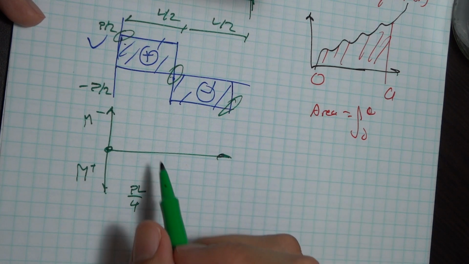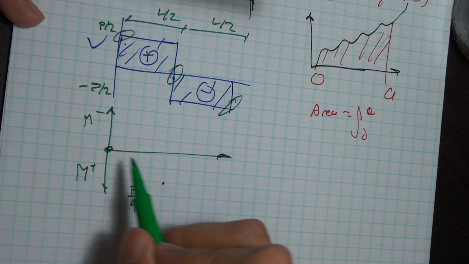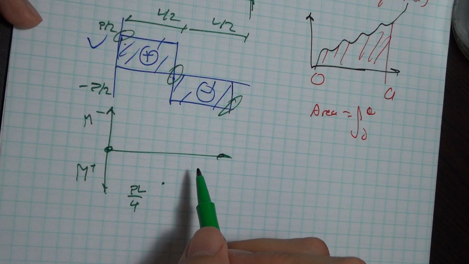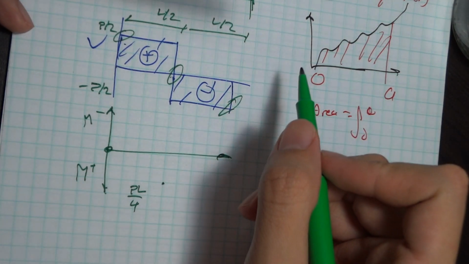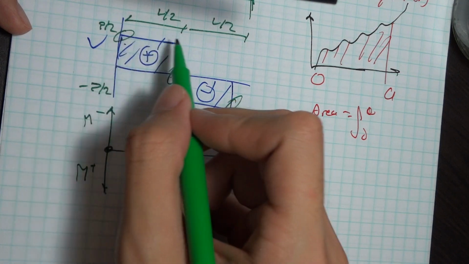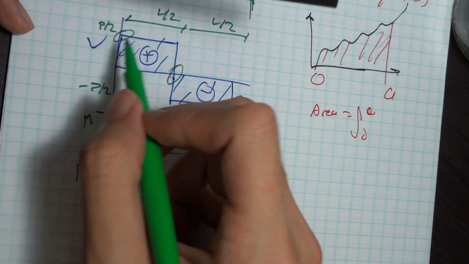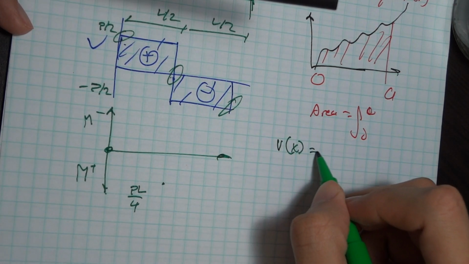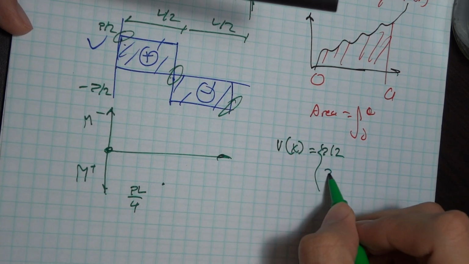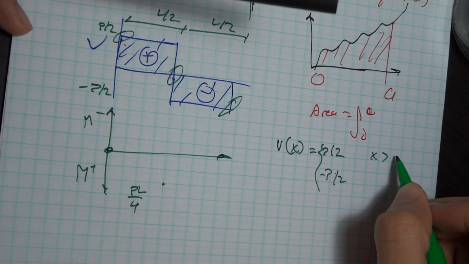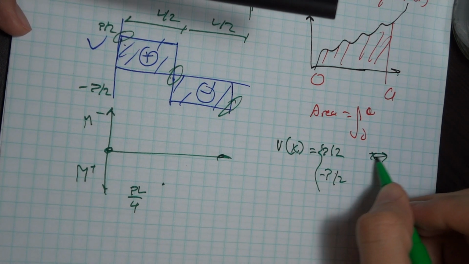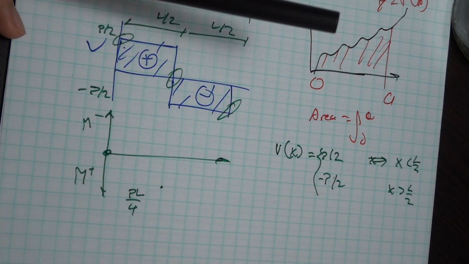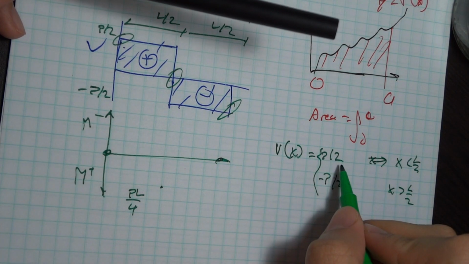And then the last bit is, what is the shape of this? Is this linear? Is this quadratic? Is this cubic? Remember that it's just an integral. If this is a straight line, that means that we have a constant here, right? So my V of x equals P over 2, or negative P over 2, for x less than L over 2, and x greater than L over 2. This is just a constant.